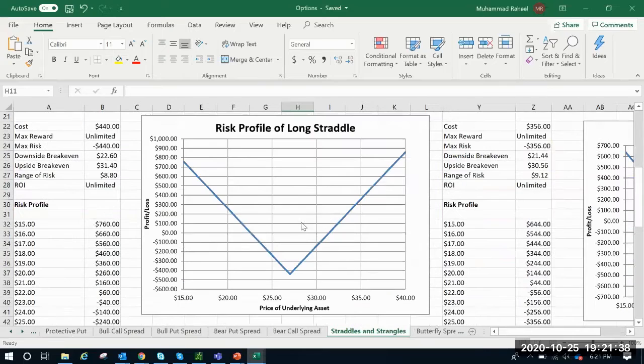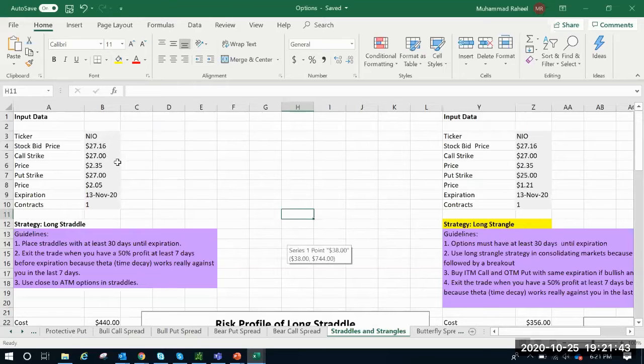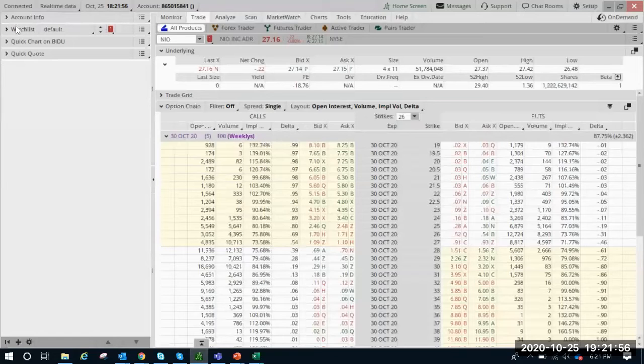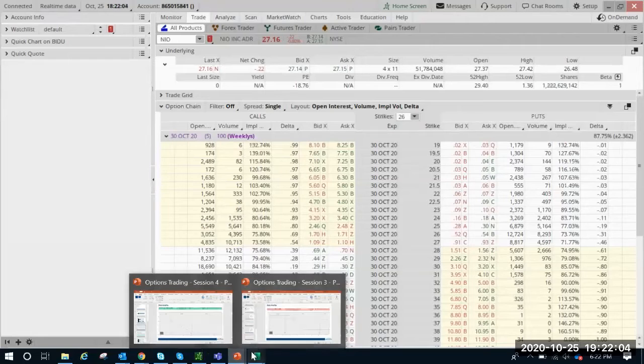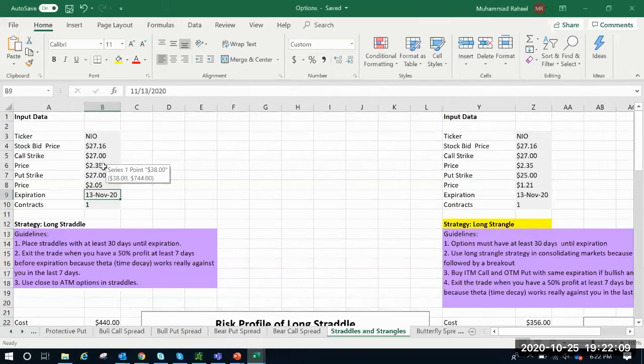So how does it work, right? A long straddle is when you basically take the same expiry. That's very key. Let's talk about our favorite stock, NIO. We're going to say that NIO's earnings are in the week before November 13th. I think it's 11th November or something, but I think it's before that, so I picked that accordingly. So basically, what you do is you take a position at the same strike, and the expiry stays the same, 13th November.